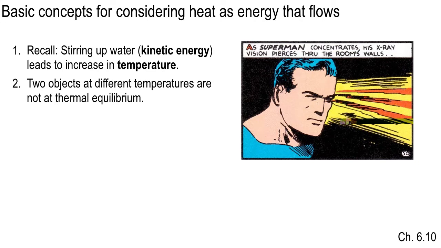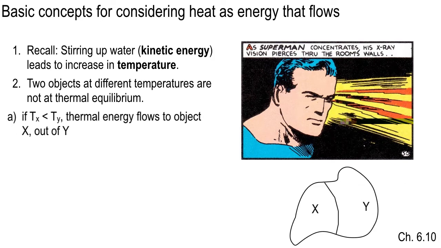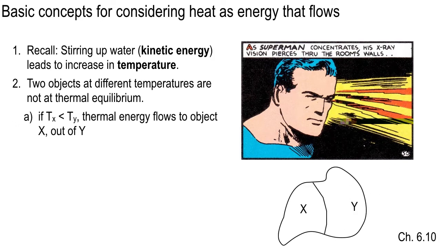Now, let me give you an example of that. Say that you have down here in the lower right two samples of two metals or two gases or two liquids, liquid X, liquid Y, gas X, gas Y. And let's say that the temperature of X is less than the temperature of Y. So X is cooler, Y is hotter.